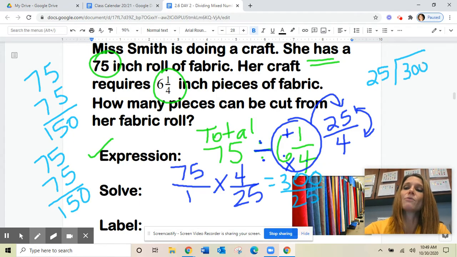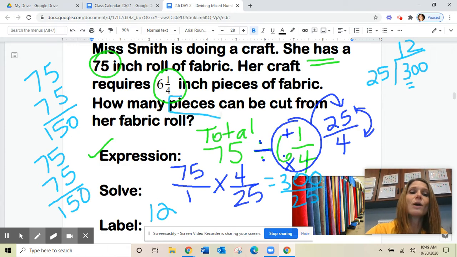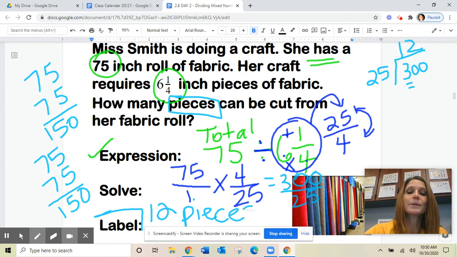And I know that if I count by 25s, every 4 groups of 25 gives me a bundle of 100. Kind of like thinking money, 4 quarters is $1. So if I have 300s, then I have 3 groups of 4, which means 12. So the answer would be 12. And the question wants to know how many pieces, so my label is pieces. She can make 12 pieces, and then she'd be out of fabric.